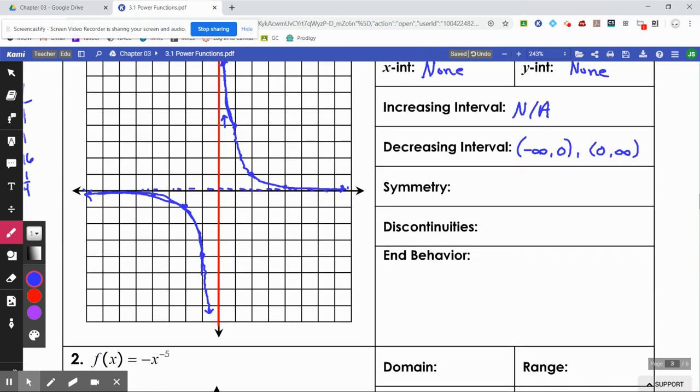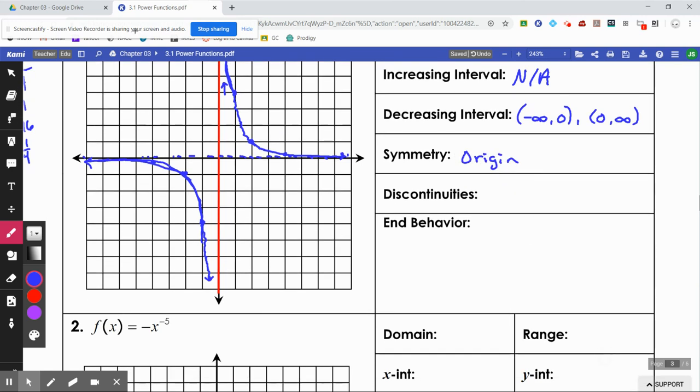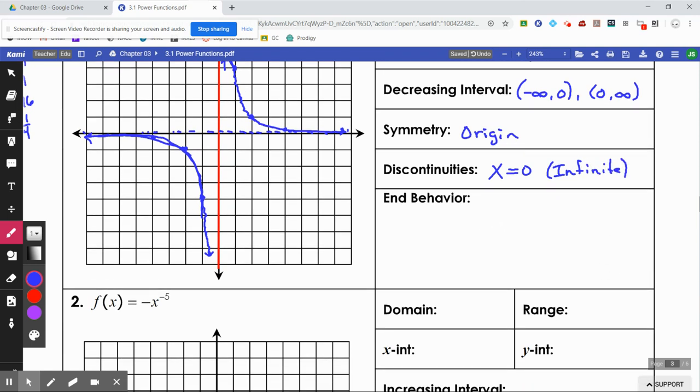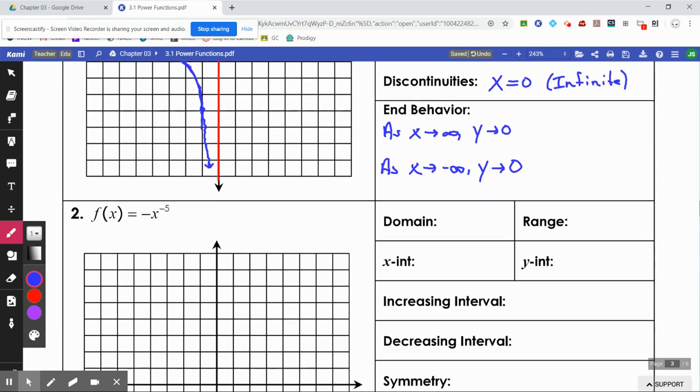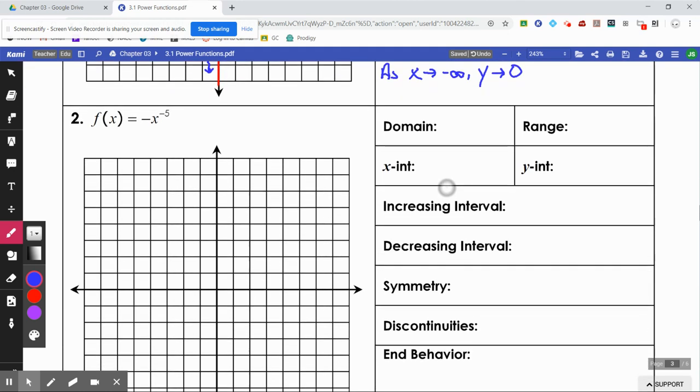Your symmetry: this does have rotational symmetry, so it's symmetrical about the origin. Discontinuities: you have a discontinuity at x equals 0, and that's going to be infinite discontinuity at that point. In end behaviors, as x approaches positive infinity, notice that it levels out to a value. It doesn't go up forever or down forever. Y actually approaches 0. And the exact same thing happens as you approach negative infinity. The graph levels out, and y gets closer to 0.